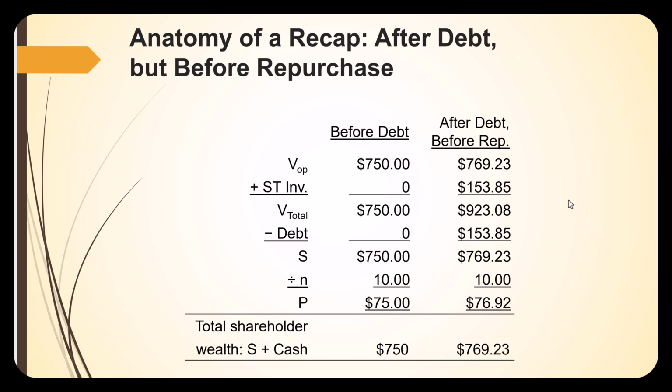So how does this repurchase thing work then? How do we buy back stock? So before debt, again, the value of the company was $750, but now we borrowed money. We borrowed $153, right? So that's our debt level. So that actual is short-term debt, right? So we add it there. Now we have here our company's worth $923. Subtract out the debt we have. 769 is the value. There's, again, the number of shares is 10 million. So now the stock went up to $76.92. So total shareholder wealth is the stock plus the cash.